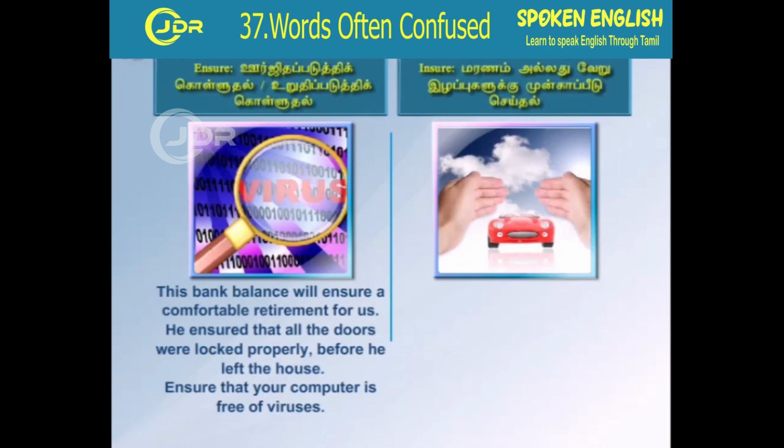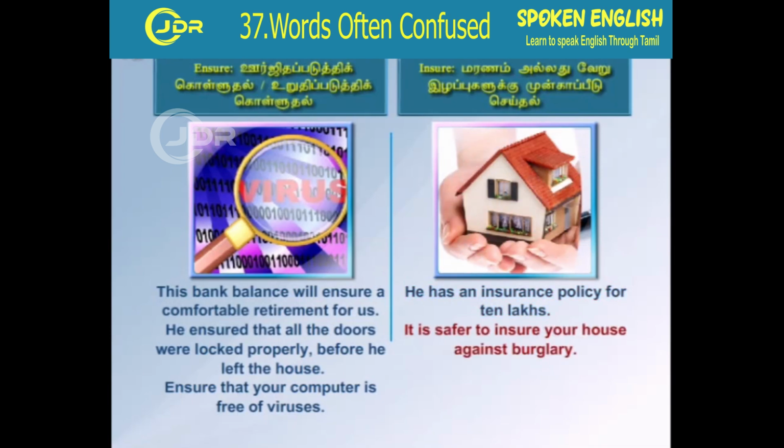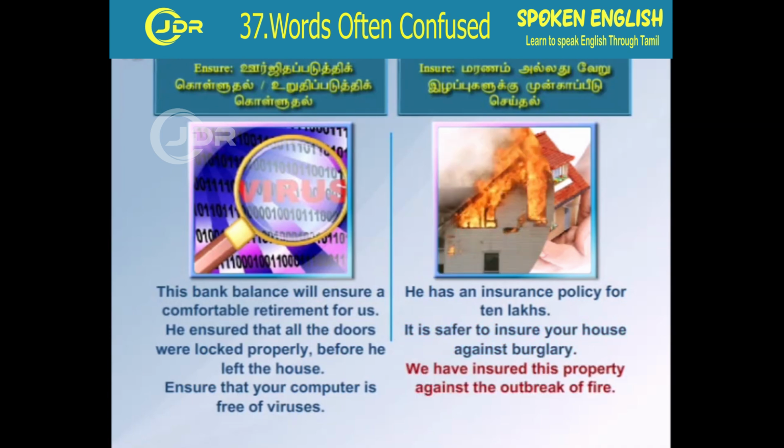Insure. He has an insurance policy for 10 lakhs. It is safer to insure your house against burglary. We have insured this property against the outbreak of fire.